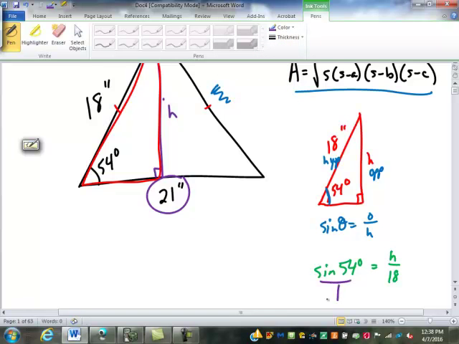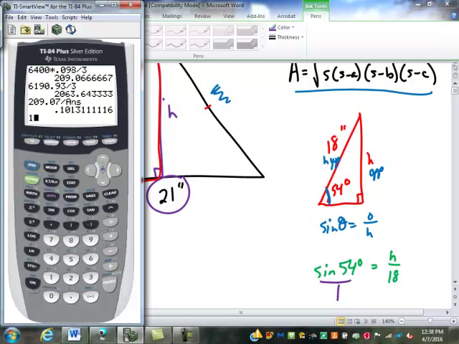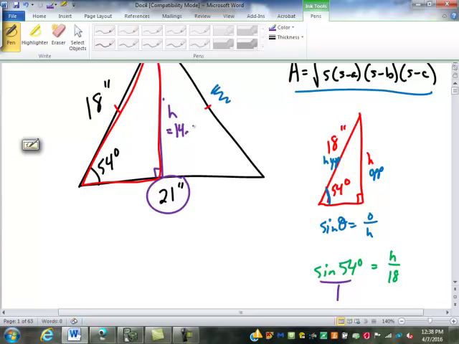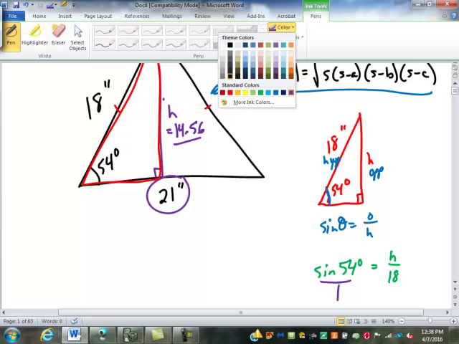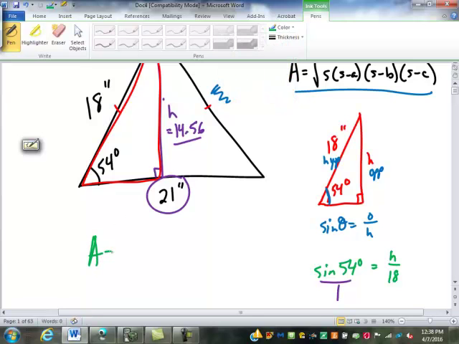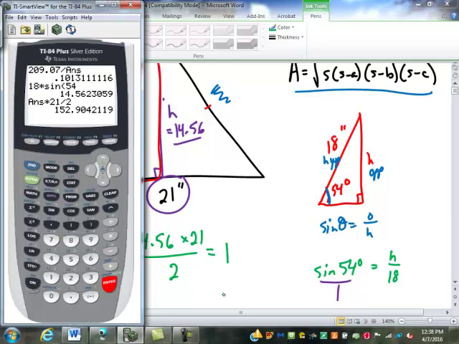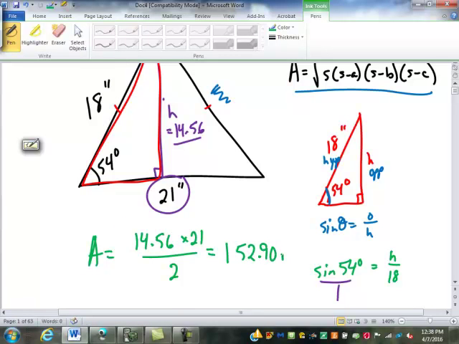And now we put this over 1 and we cross multiply and divide. 18 times the sine of 54 is 14.562. We're just going to go 14.56. That is H. So now we can find the area of the triangle. The area is going to be 14.56 times 21 divided by 2. That is 152.90 inches squared.